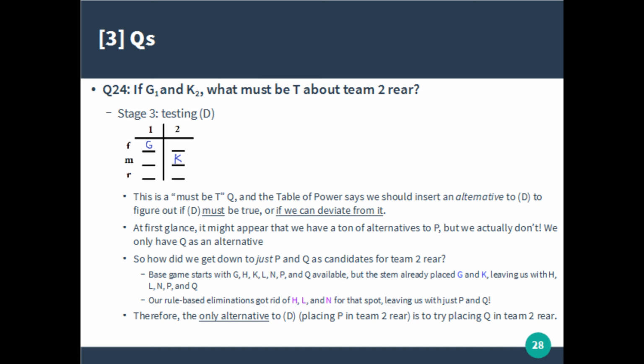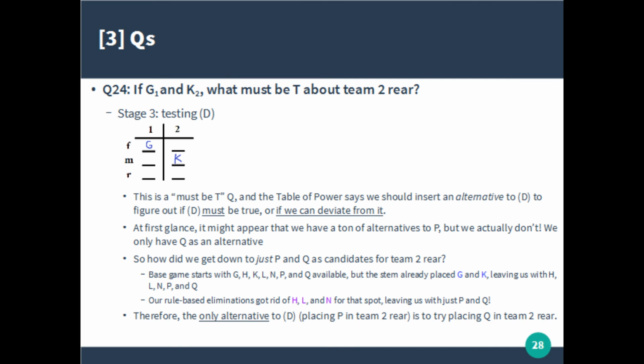So since the rules very helpfully got rid of A, B, C, and D, the first thing that we really have to test according to the table of power is answer choice D. So again, starting off with the sort of baseline diagram that question 24's information forces us to use, which is G on Team 1, K on Team 2 in their respective positions. This is a must-be true question, and the table of power says that we should insert an alternative to D, and that's how we're going to figure out if D either must be true or if we can deviate from it. If we can successfully deviate from D, that means that it is not the case that D must be true, which means that's not the answer that we are looking for.